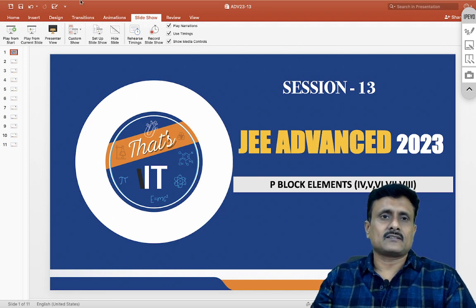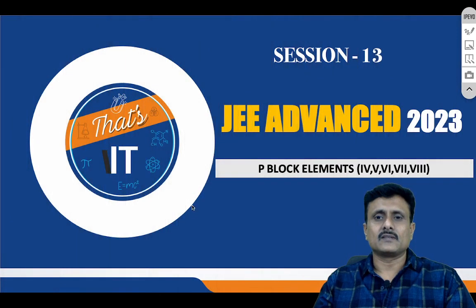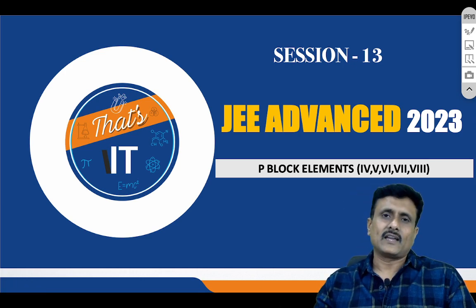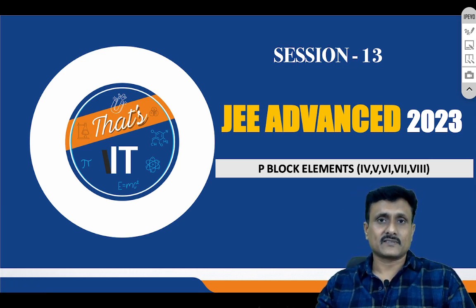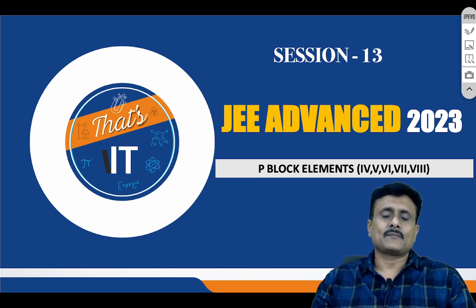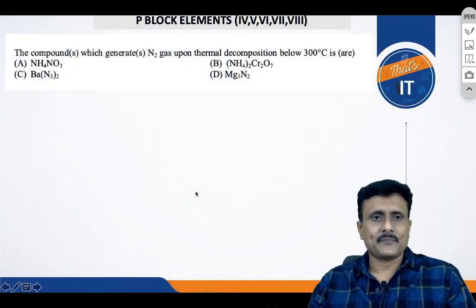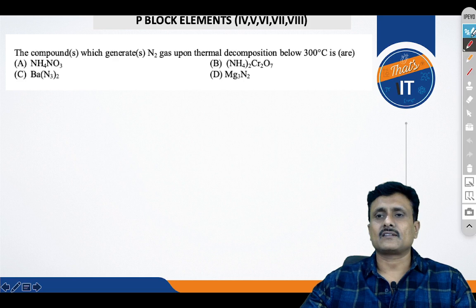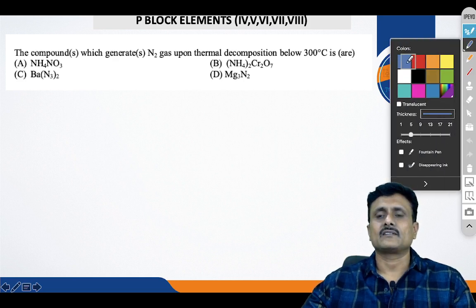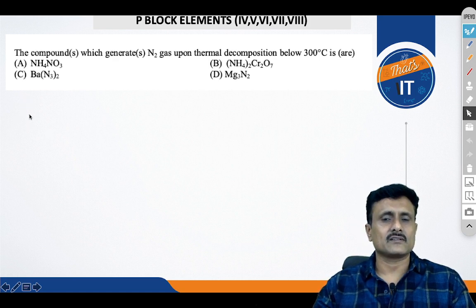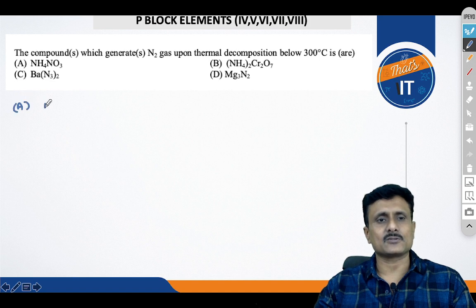So let's start the session on the P block elements, from the 4th group till the 8th group, as we have covered in our previous sessions up to the 4th group, isn't it? Now let's see the question of the day, which is frequently asked. You have been asked to find the substances from which N2 is obtained upon heating. That means thermal decomposition of all these substances leads to what?